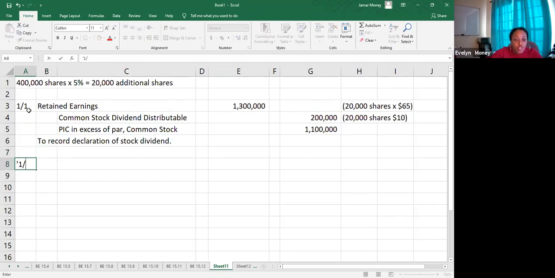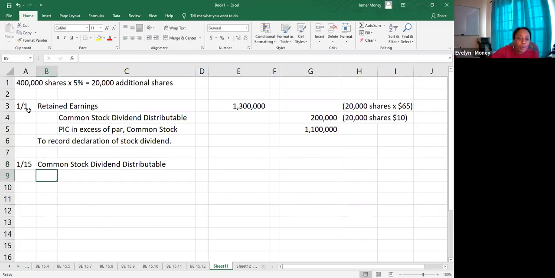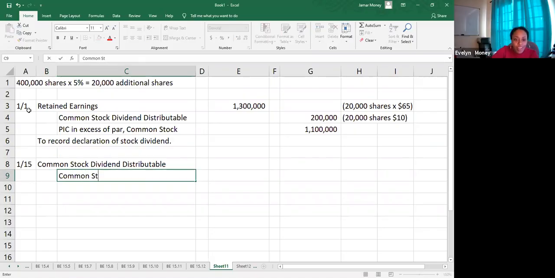Now, sometimes a dividend is declared and distributed all in the same day. If it happens that way, then you would just credit common stock instead of crediting common stock dividend distributable. In this case, that didn't happen. So on the date of distribution, what we have to do is take common stock dividend distributable off the books, and we put common stock on. Sorry, I can't type and talk at the same time.